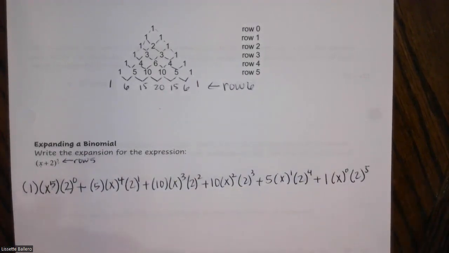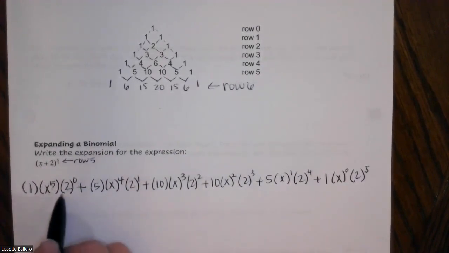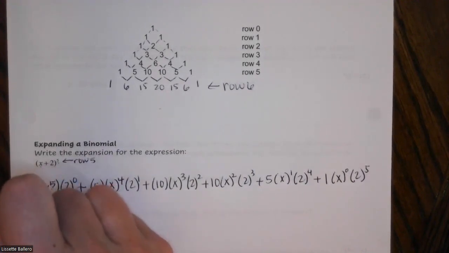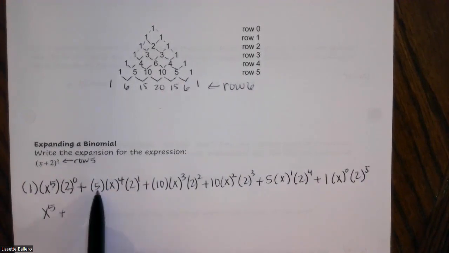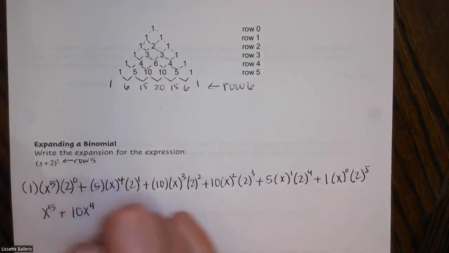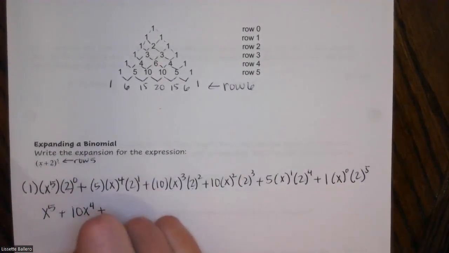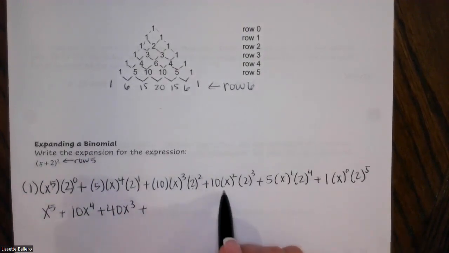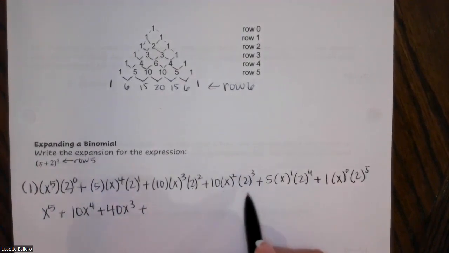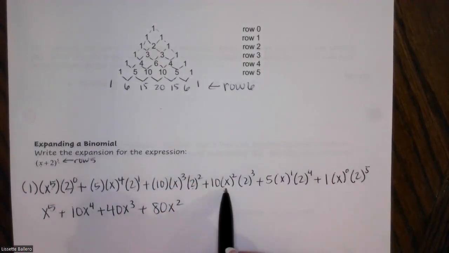Now we're going to go ahead and simplify this. Anything to the 0 power is 1. So 1 times x to the 5th times 1 is x to the 5th. On the second one, that would be 2 times 5, which is 10 times x to the 4th. This third one, 2 squared is 4 times 10 is 40x cubed. When we work on this next one here, we got 2 to the 3rd power, which is 8 times 10, which is 80, x squared.